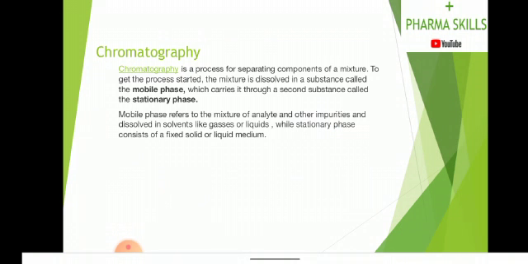So in this technique we have two phases. One is mobile phase and the other one is stationary phase. The mobile phase refers to the mixture of analyte and the other impurities. This will be dissolved in the solvents. The solvent will be gas or liquid. Stationary phase will consist of solid or liquid medium. From the name we can say mobile phase will be the moving phase, and stationary phase, this is the stagnant, this will be fixed.